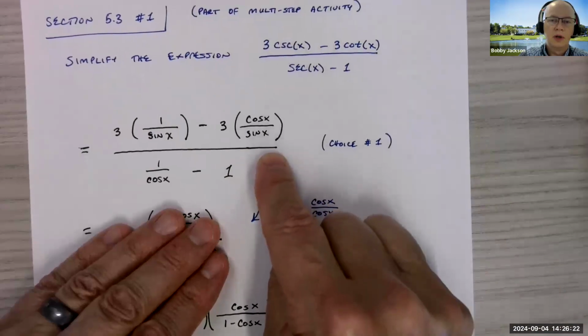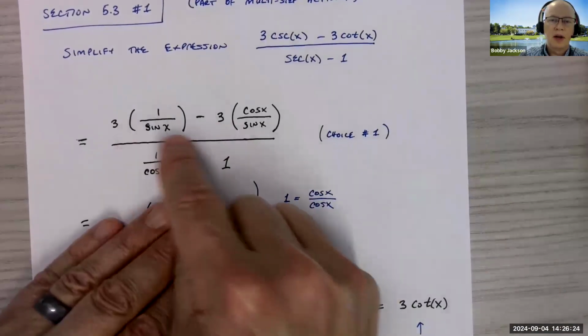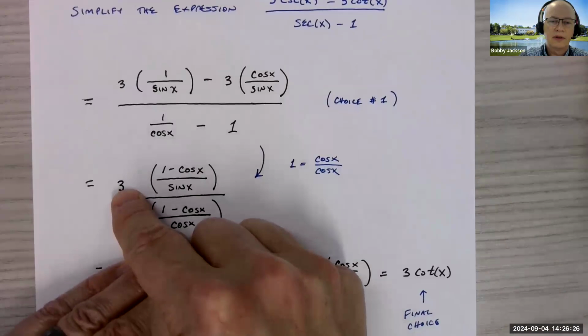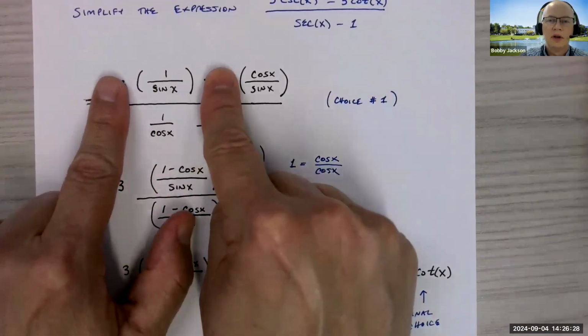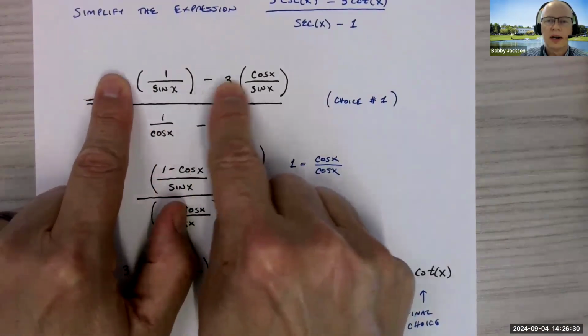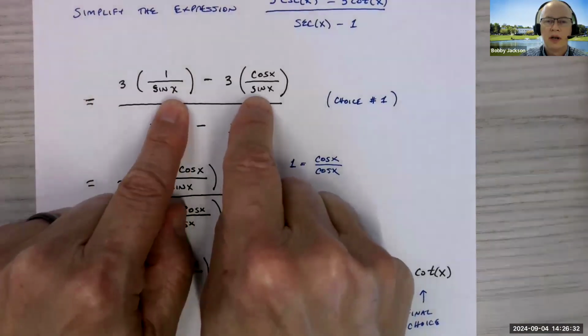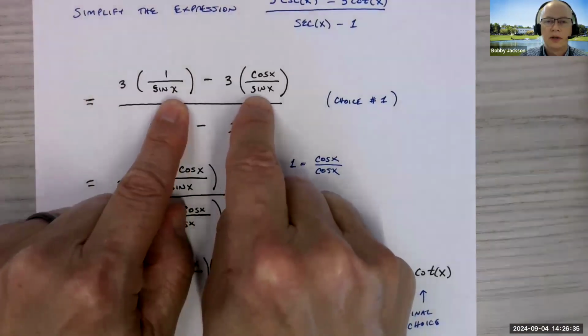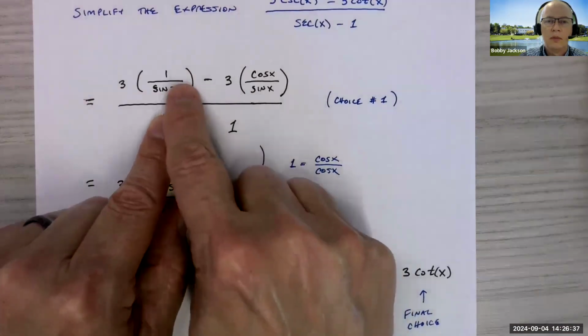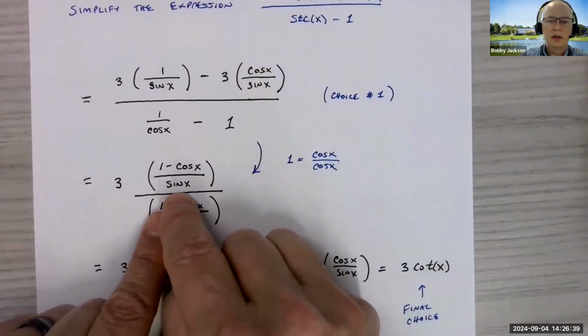Now, what can we do from here? Well, notice, first of all, up top, we've got this common factor of 3, so I can factor that out. And then what's left, notice the 2 fractions, we're subtracting them, right? They have a common denominator, so I can just subtract. What is it going to be? 1 minus cosine of x over sine of x.